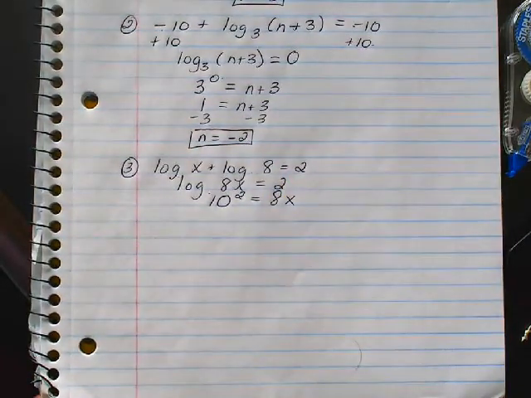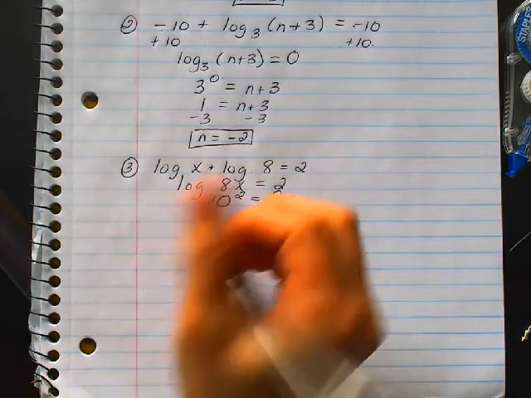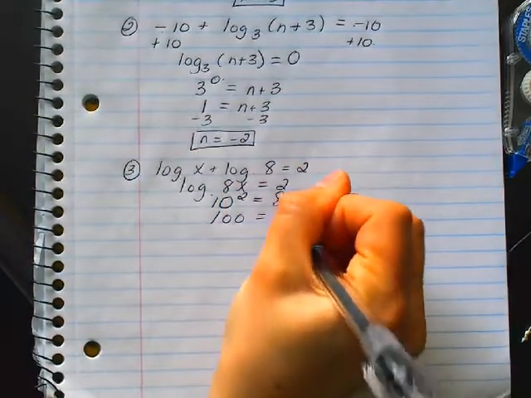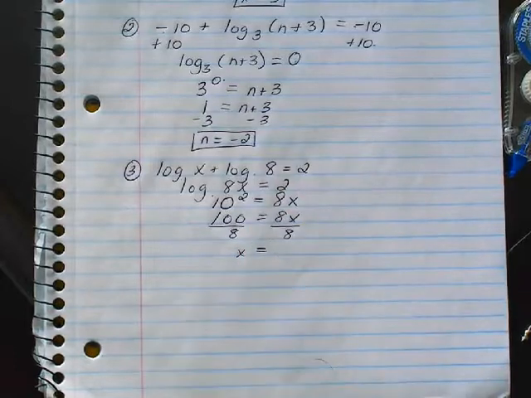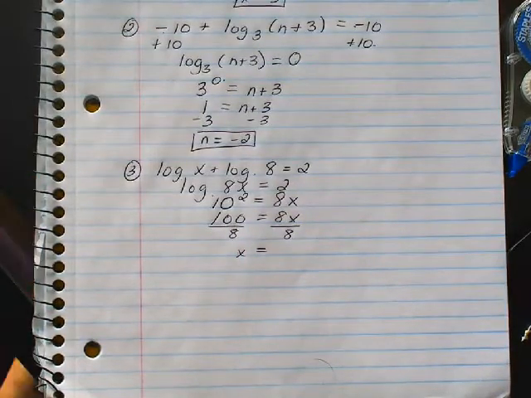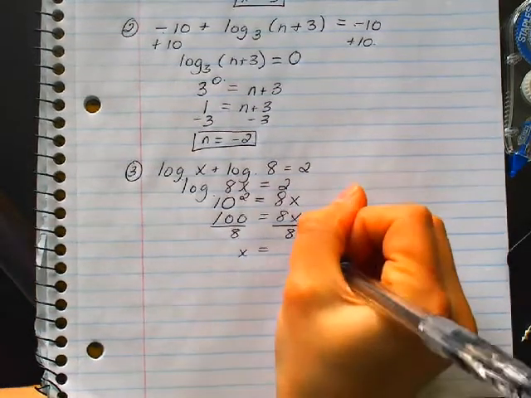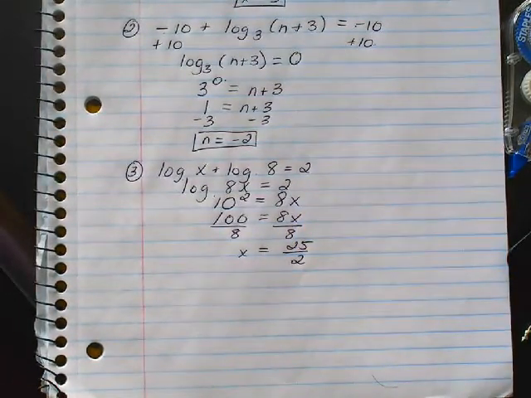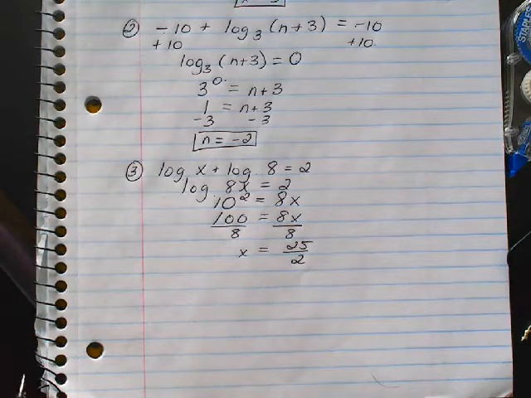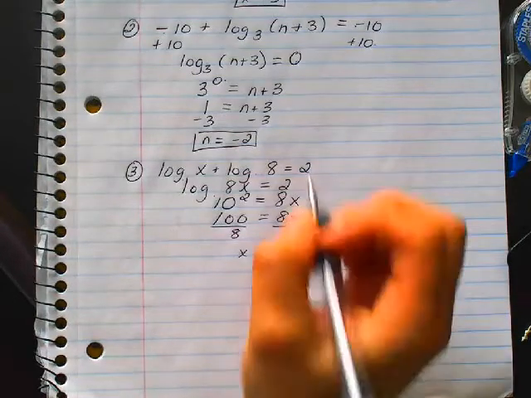Now we just have a simple algebra problem. 10 squared is 100. Divide both sides by 8. X equals 100 over 8, 50 over 4, 25 over 2. I believe your answer key gives you improper fractions, not decimals, but if you do get a decimal here, just convert it to a fraction and check against the answer key.